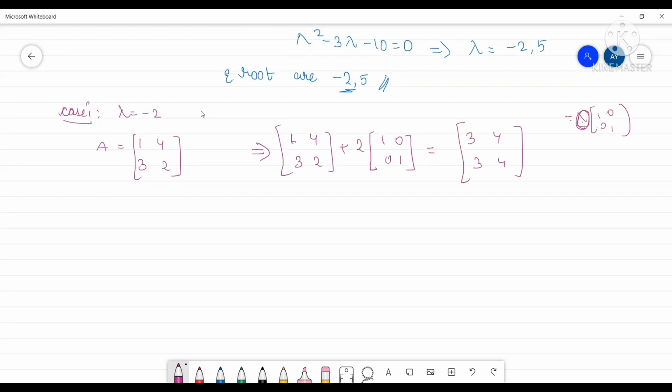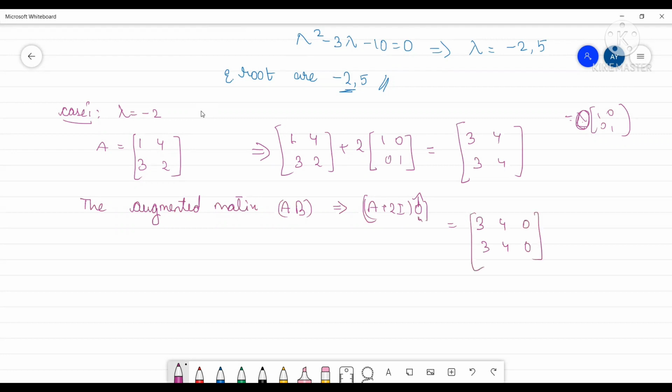Now from this, what you have to find is the augmented matrix. So what is the augmented matrix? It is AB. If you write AB, so what is it that you'll have? This will be A plus 2I and 0, as there is no B term. So how will you write that? You will get another column, that is 3, 4, 3, 4 will be like that. You'll get another third column, that is 0, 0. Okay, this is the augmented matrix.